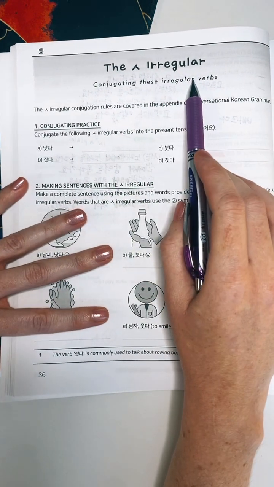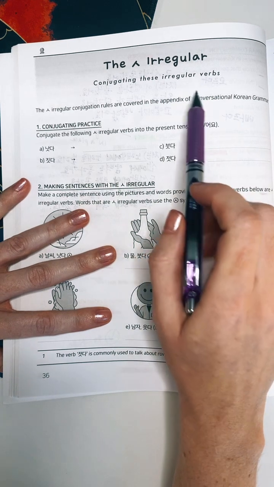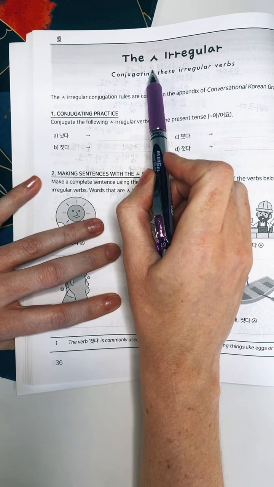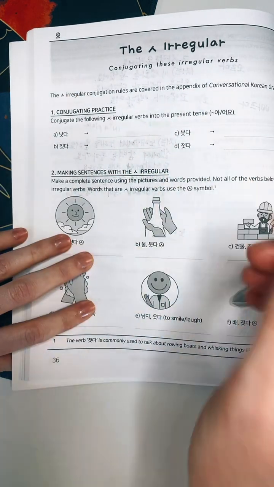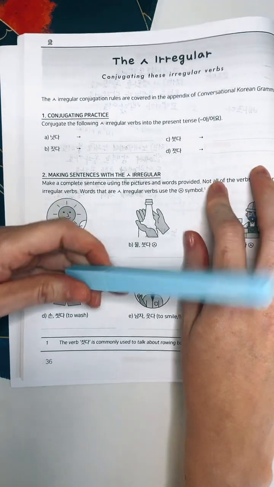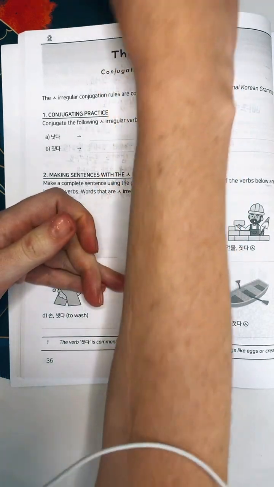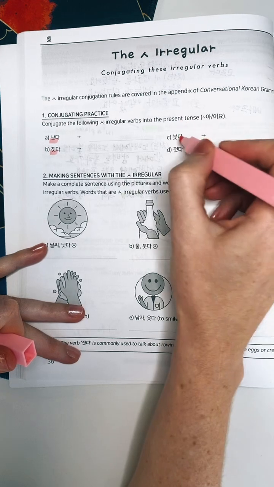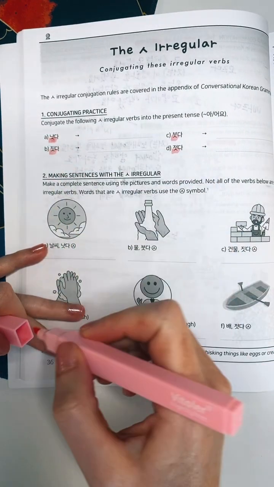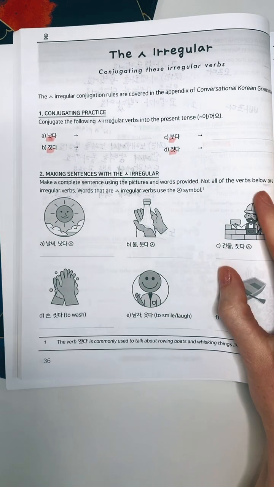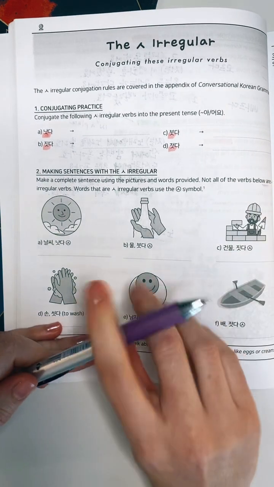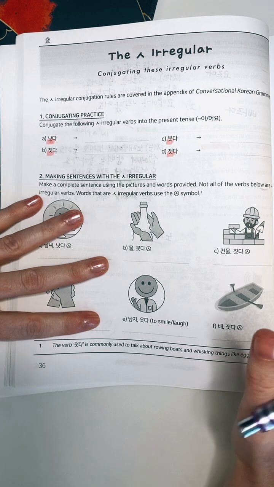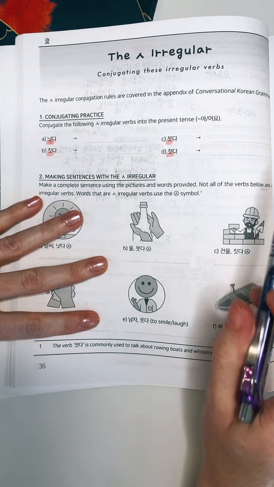So what is the ㅅ irregular? These are verbs in Korean that end with this ㅅ. This is the syllable here, the ㅅ. And it includes verbs like the following. You can see at the bottom here, they have a little ㅅ 받침. 받침 means this final consonant at the bottom of the syllable. So verbs like these are sometimes irregular verbs. That means they conjugate in a non-standard way. They follow their own rule.